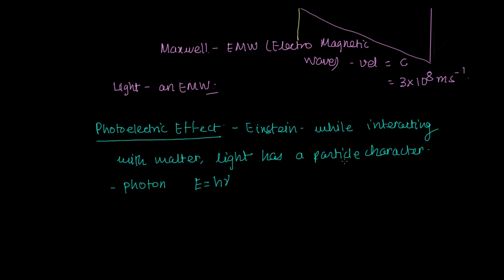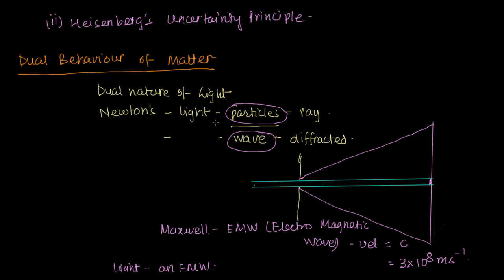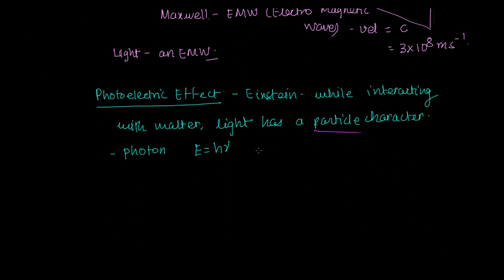So we see that from the particle nature, it swung all the way to wave, and from there it swung all the way back to particle, right? So this is called the dual nature. So from a particle nature to the wave nature, and then back to the particle nature. Fine. So it had a dual characteristic.